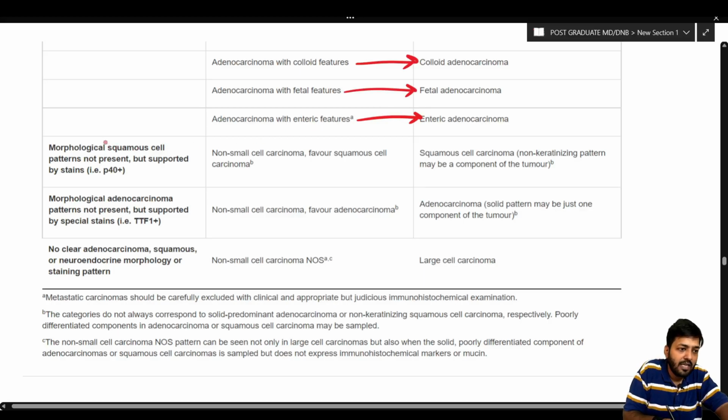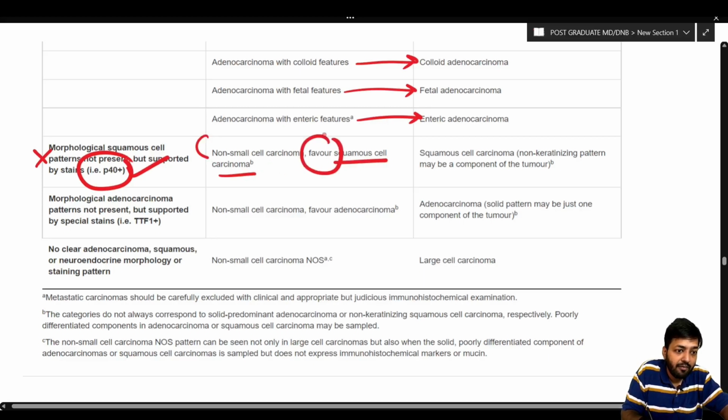Now, morphologically, if squamous cell patterns are not present, but they are supported by IHC, you are seeing that P40 is positive or P63 is positive, then over here you will state non-small cell carcinoma favors squamous cell carcinoma. The term favors squamous cell is used only when morphologically you are not sure, and by IHC it is sure. Again, on the resection it is squamous cell carcinoma. Non-keratinizing pattern may be a component of the tumor. You have to state it like this.